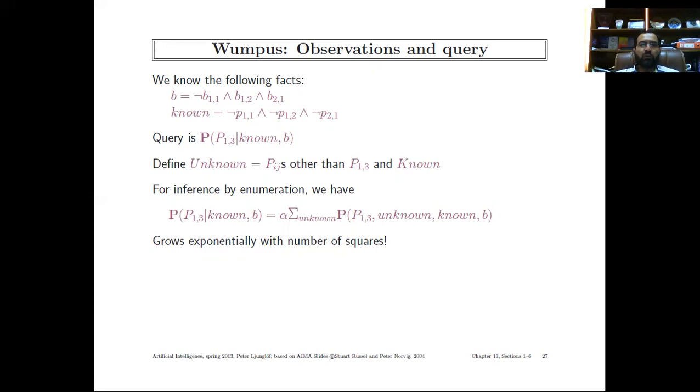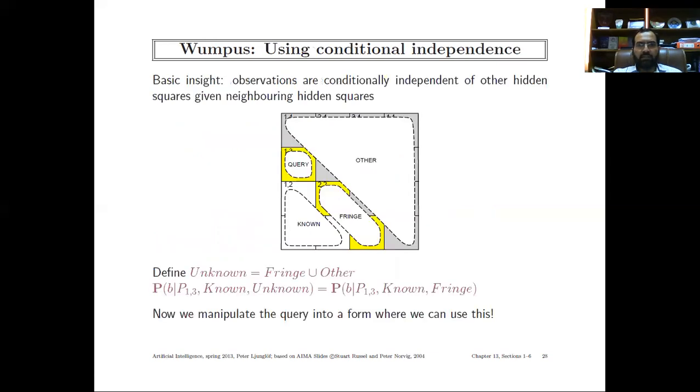Define unknown as the P(ij)'s other than P13 and known. So you take the other values apart from that P(ij). For inference by enumeration, we can say that P13 given known, B is equal to alpha, a constant, times the sum over unknown of the probability of P13, unknown, known, B, which grows exponentially with the number of squares. As your number of squares increases, obviously it will go exponentially because it will make a comparison with each square which is there.